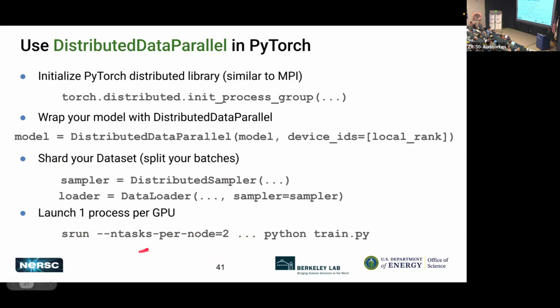And when you actually run your code, you want to make sure that you launch one process per GPU so that processes are not contending for resources. And that's it. So these are the 4 steps. And once you have this, you can just start using more and more GPUs, and you can scale your training using data parallelism.